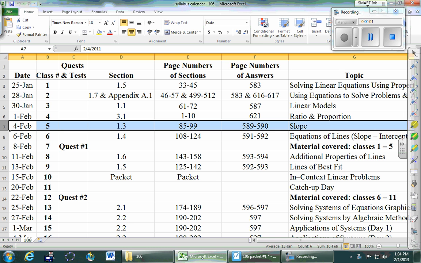Let's take a quick look at the calendar. Today is February 4th, class number 5. We're going to talk about a really important characteristic of lines, and that characteristic is slope.